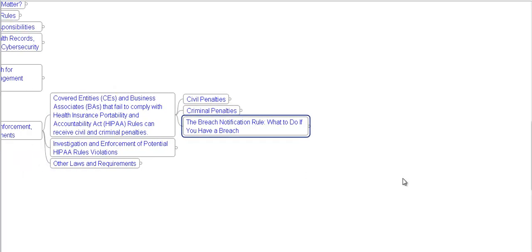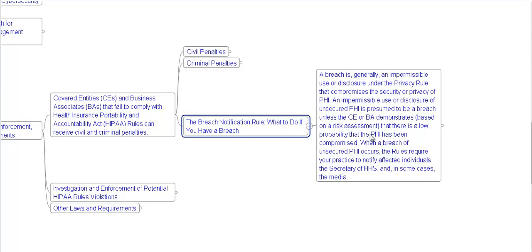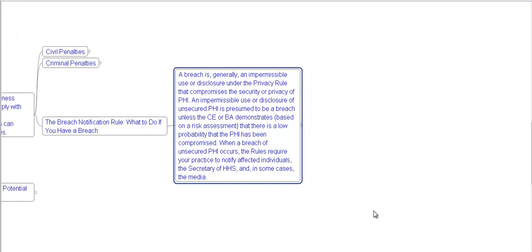The breach notification rule outlines what to do if you have a breach. A breach is generally an impermissible use or disclosure under the privacy rule that compromises the security or privacy of PHI. An impermissible use or disclosure of unsecured PHI is presumed to be a breach unless the CE or BA demonstrates based on a risk assessment that there is a low probability that the PHI has been compromised. When a breach of unsecured PHI occurs, the rule requires your practice to notify affected individuals, the Secretary of Health and Human Services (HHS), and in some cases the media.